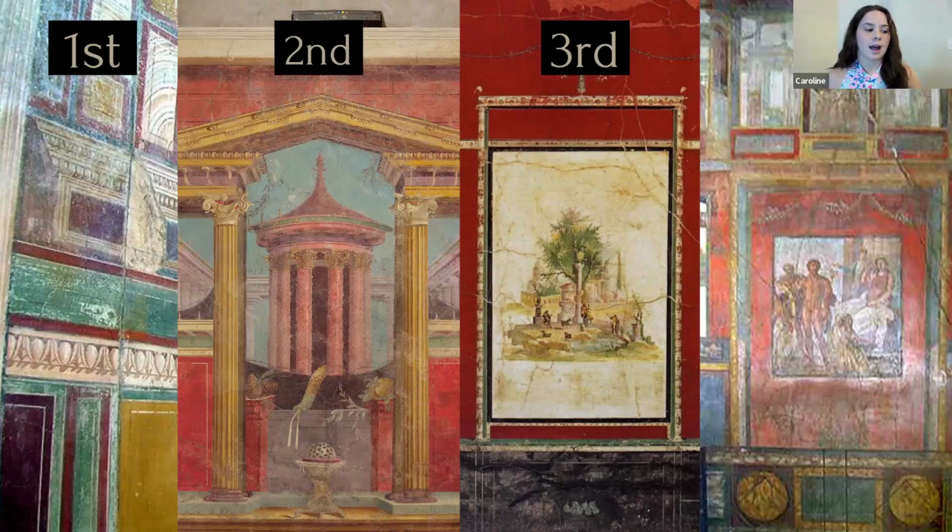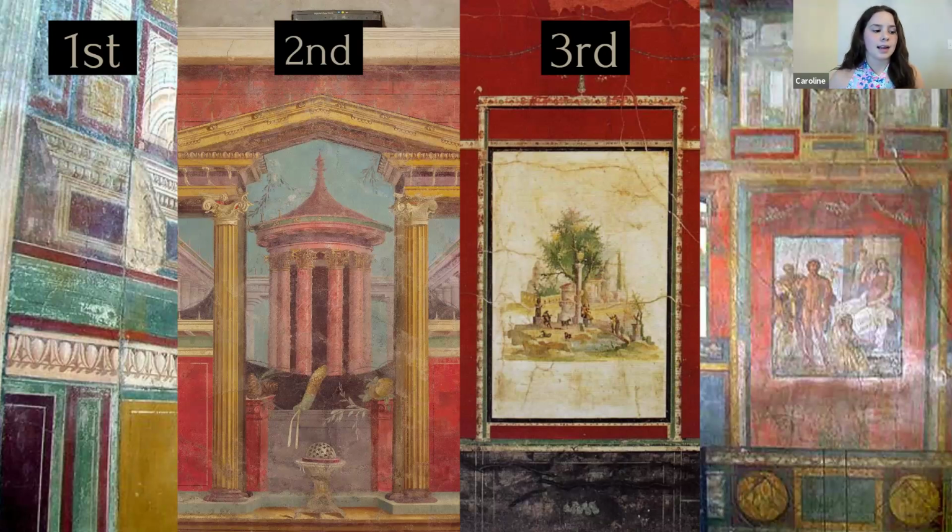So we have the first style, which is from around the second century BC, and it imitates stone masonry. So you can see all the way on the left, there are no humans, no animals, no landscapes. It's just stones and different colored wall decorations that in some instances might have been engraved or three-dimensional, but in this first style, they were painted onto the wall.